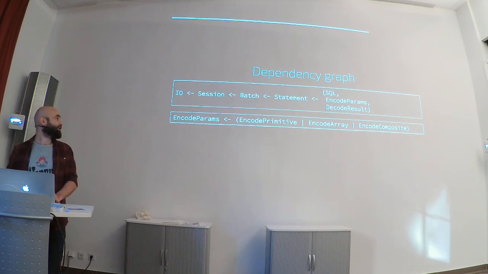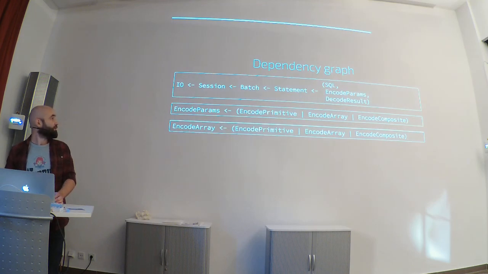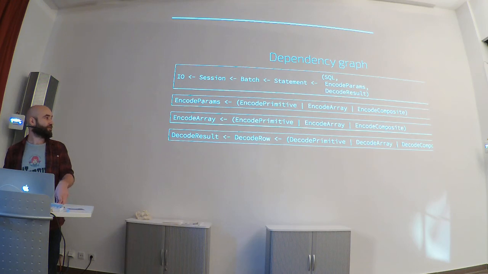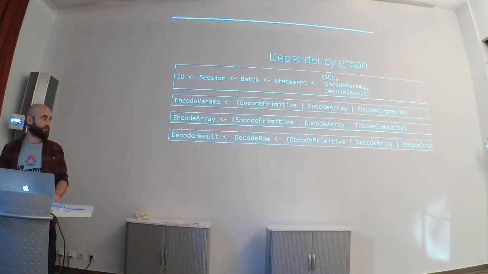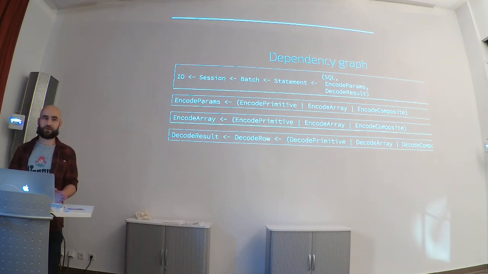And the encoder can be an encoder of a primitive value such as text, integer, boolean, float, or an array or a composite type, and an encoder of an array can also contain primitive values, a deeper array, or again a composite type. And the decoder can decode the row, and the row would be specified using either primitive, array, or again composite type. So basically you can see here that everything is possible. Every feature of Postgres is covered by this. And it's all composable. It is all functors, applicative functors, everything from category theory.